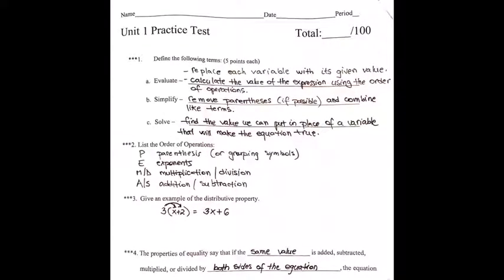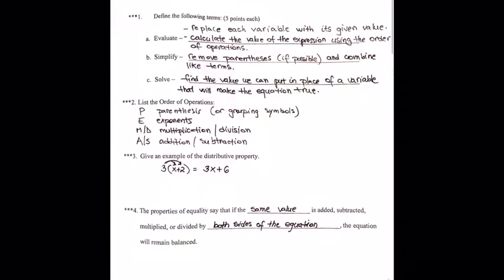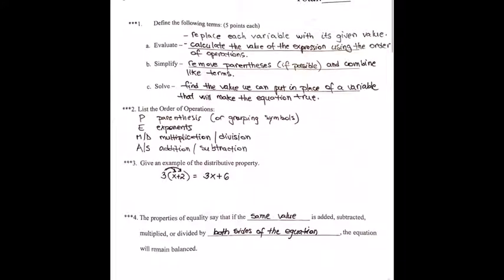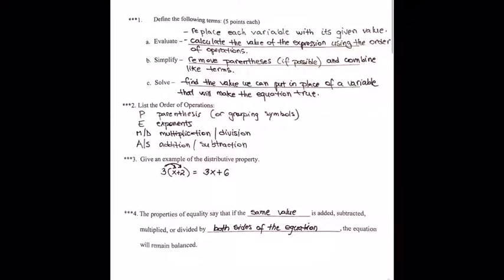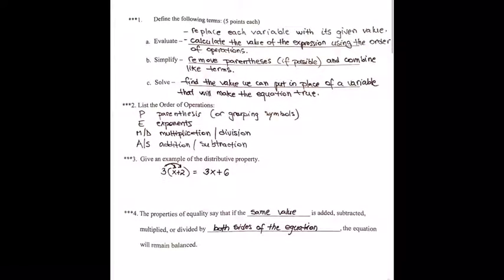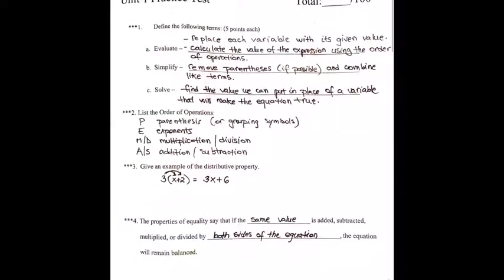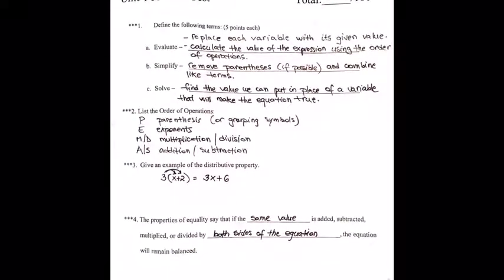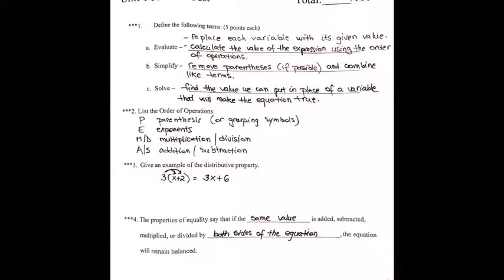Hi class, today we're going over the test review, the practice test that is on page 16 of your packet. On the first page of the practice test, on page 16, we have a few definitions that you need to know for your test. This is to evaluate, simplify, and solve, the order of operations, giving an example of the distributive property, and the properties of equality.